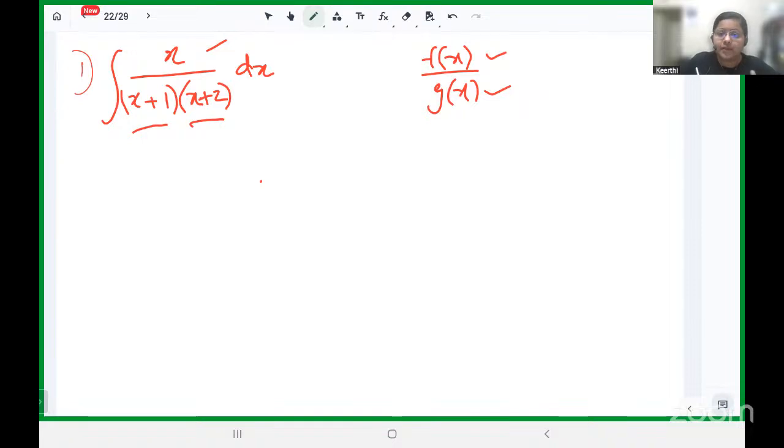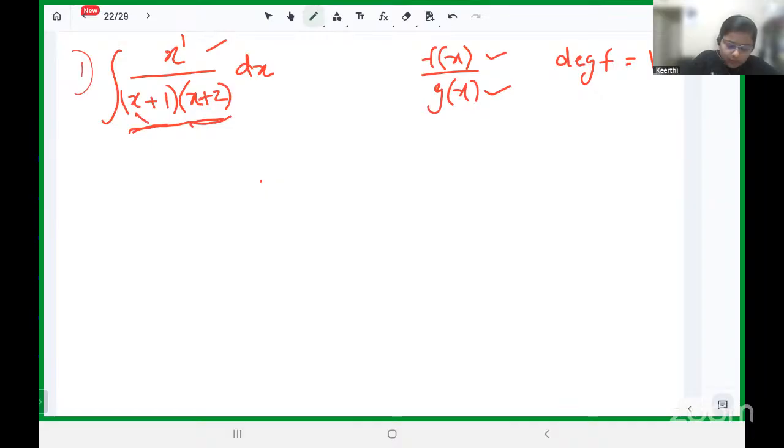Now what we have to check is whether the degree of f of x is less than the degree of g of x. What is the degree of f of x? Degree is nothing but the power of x, isn't it? So it is 1. Now, what is the degree of g of x? g of x is written as a product of linear factors.